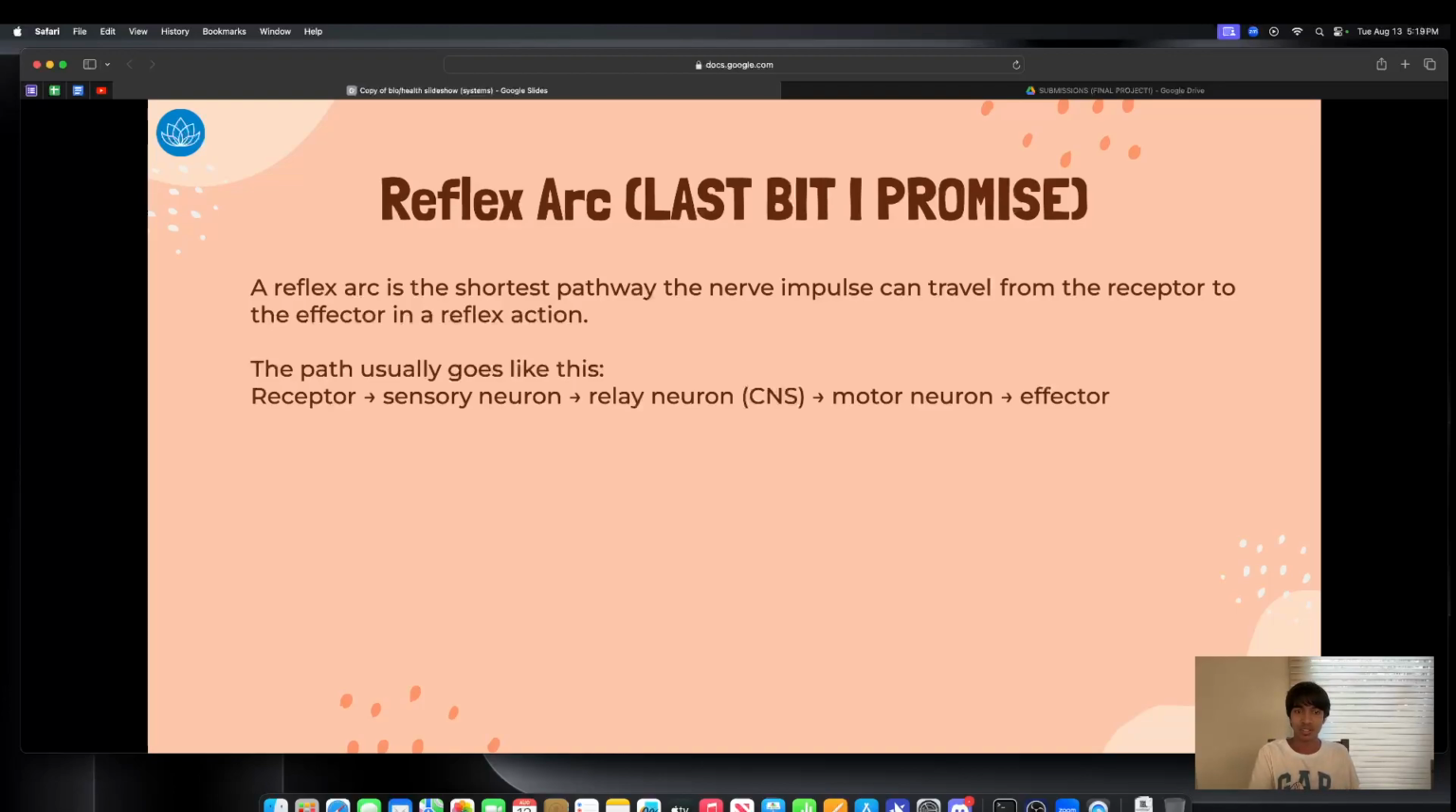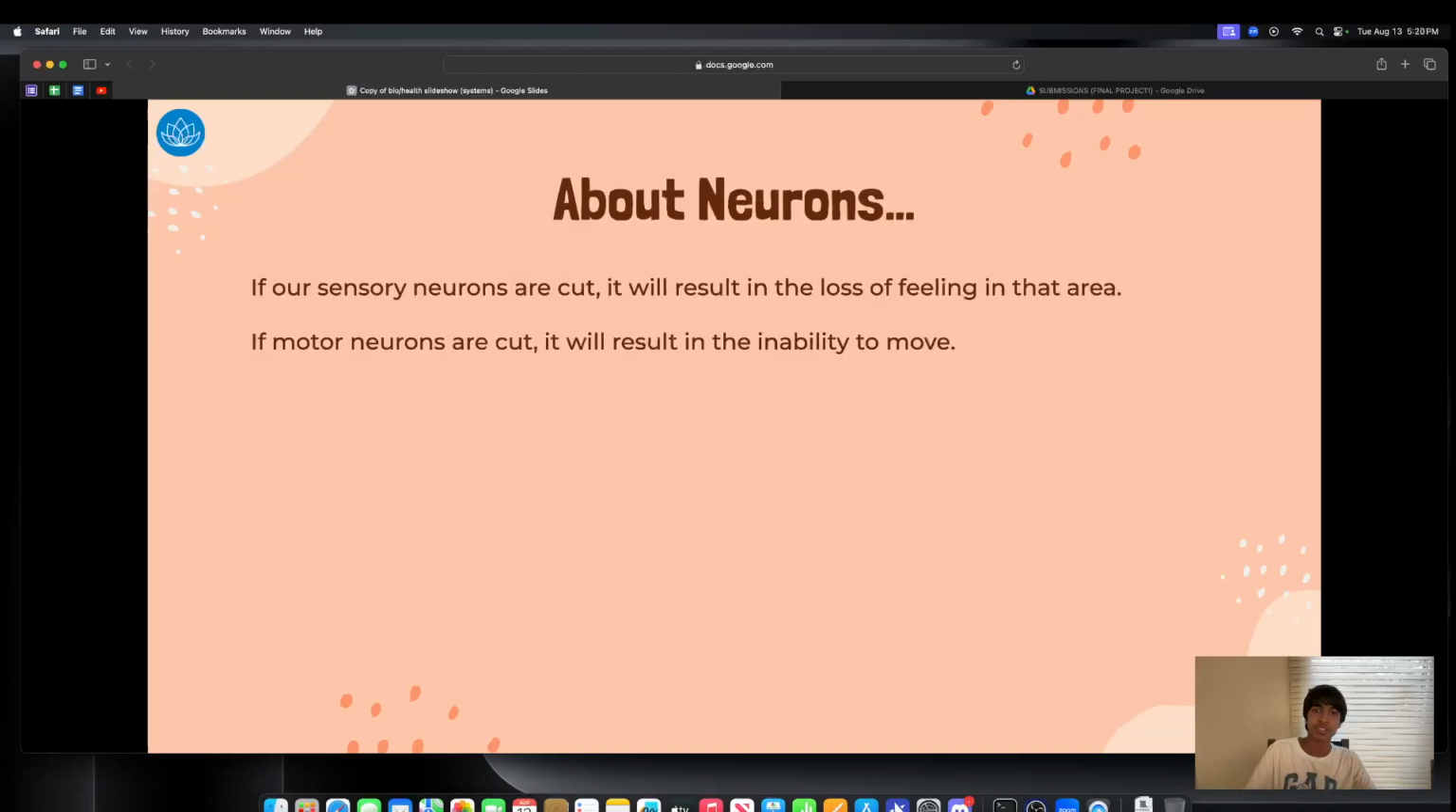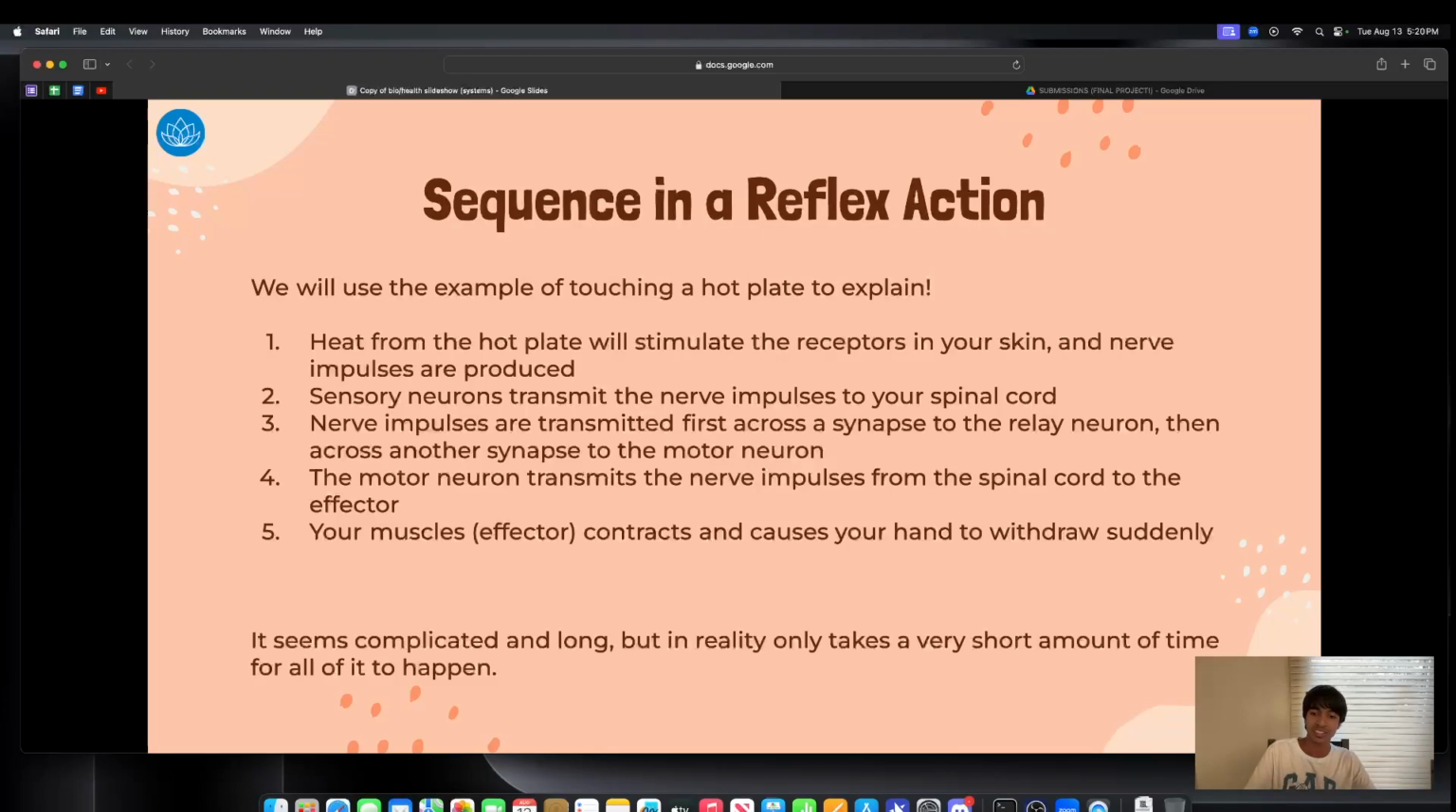Receptor, sensory neuron, relay neuron, the spinal cord and brain, and then motor neuron and effector. So as you can see here in this reflex arc, why do you think it's the shortest pathway? This is because reflex actions require short pathways to function, right?